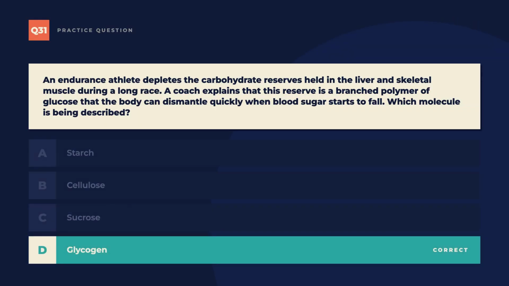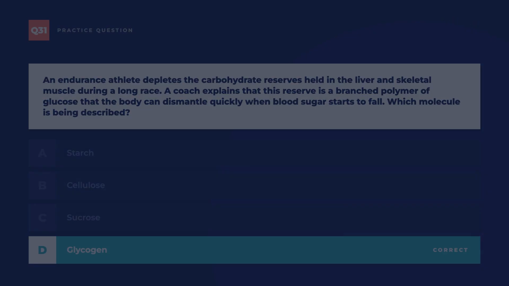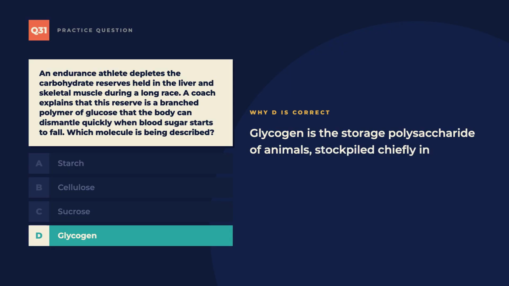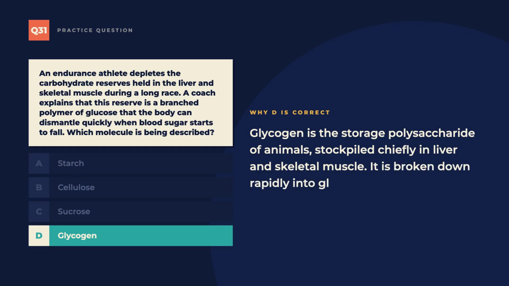The correct answer is D. Glycogen. D is correct because glycogen is the storage polysaccharide of animals, stockpiled chiefly in liver and skeletal muscle. It is broken down rapidly into glucose whenever the body needs fuel.